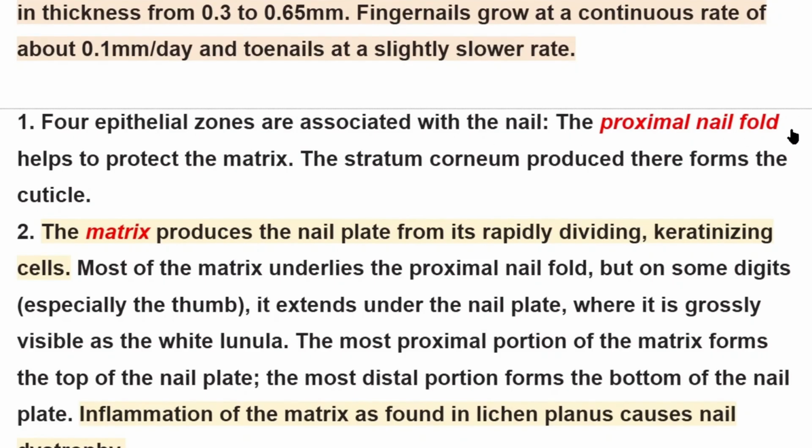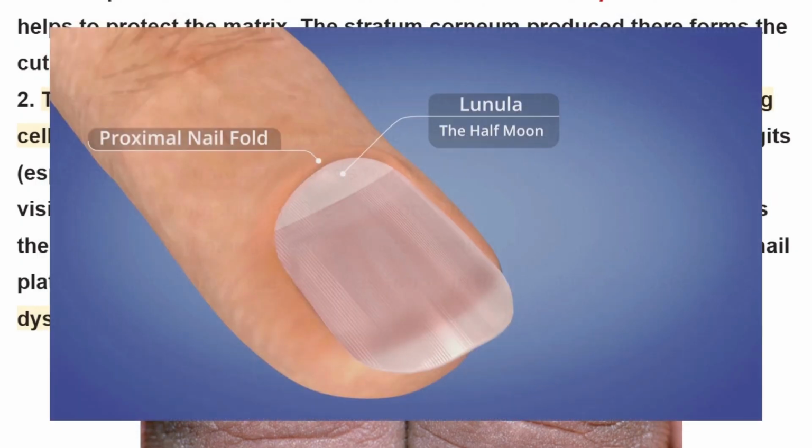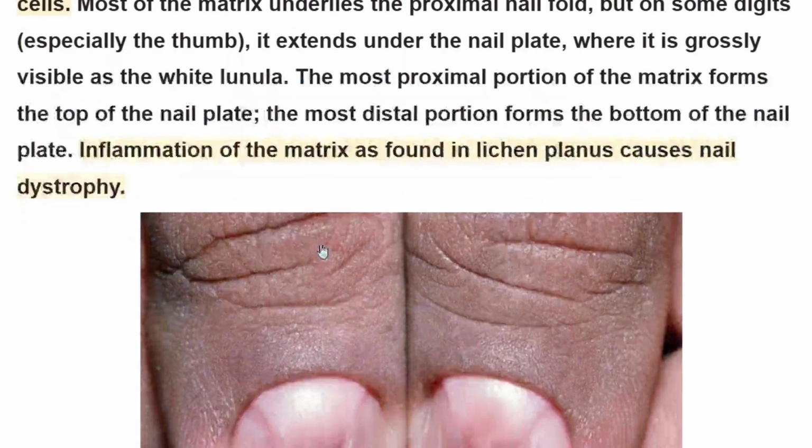The proximal nail fold helps to protect the matrix. The stratum corneum produced there forms the cuticle. The matrix produces the nail plate from its rapidly dividing keratinizing cells. Most of the matrix underlies the proximal nail fold, but on some digits, especially the thumb, it extends under the nail plate, where it is grossly visible as the white lunula. The most proximal portion of the matrix forms the top of the nail plate. The most distal portion forms the bottom of the nail plate.